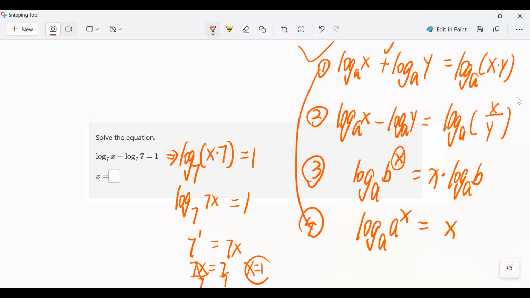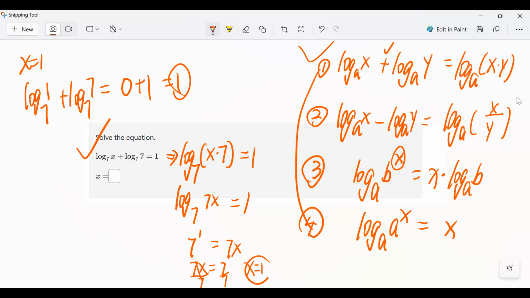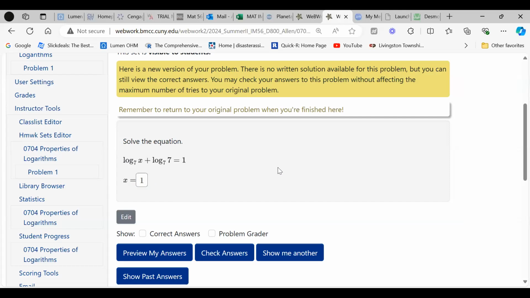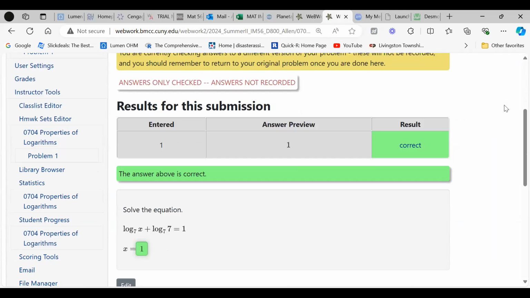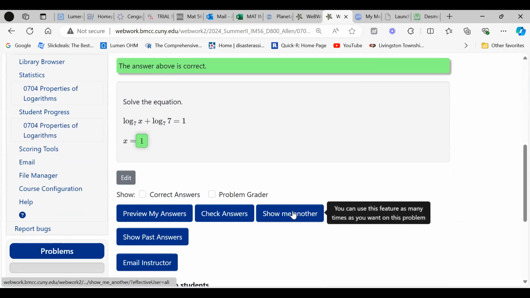So using the first property, we get x equal to 1. And we can check it very quickly, right? Because it's an equation. So when x equals 1, log base 7 of 1, that's 0, right? Plus log base 7 of 7, that's 1, which is 0 plus 1. That's exactly 1. We satisfy this equation here. All right, so that means it's the correct answer. So x equals 1. Yep, that's good. Now you try another one.